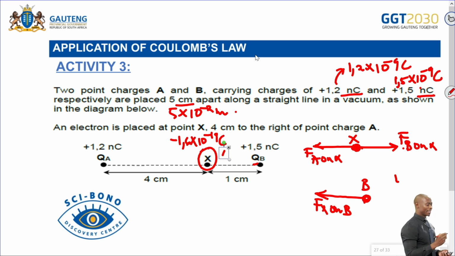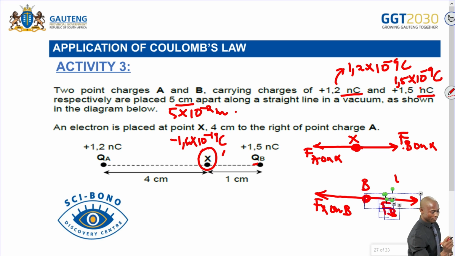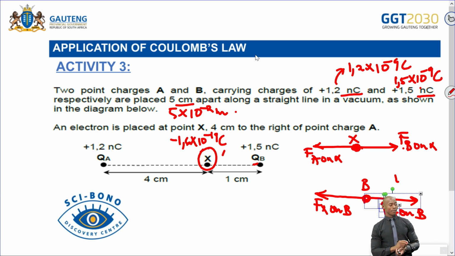Right, let's look at B and A now. Will B move towards or away from A? It will move away because it's positive, positive. So this is the force that A exerts on B. The force that A exerts on B. Then the focus now is A.